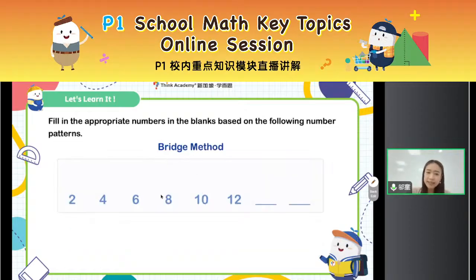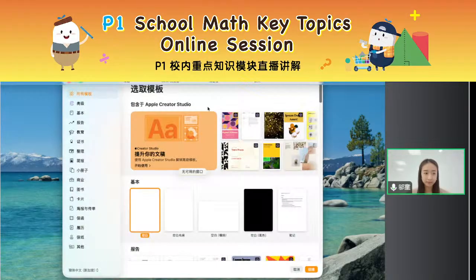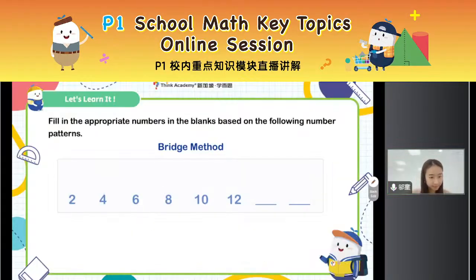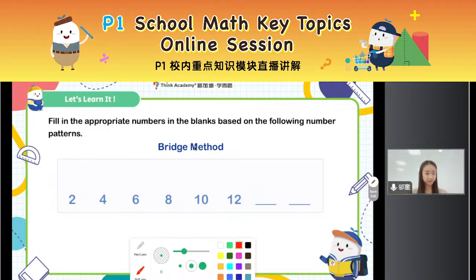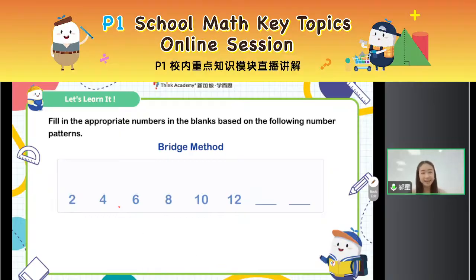Okay, now let's try to fill in the appropriate numbers in those blanks based on the numbers given. Here we have 2, 4, 6, 8, 10, and 12. Do you find anything in common for all those numbers provided? What's in common for those numbers? Oh yeah, they're all even numbers. Exactly. So here, can we build a bridge to find the answer?